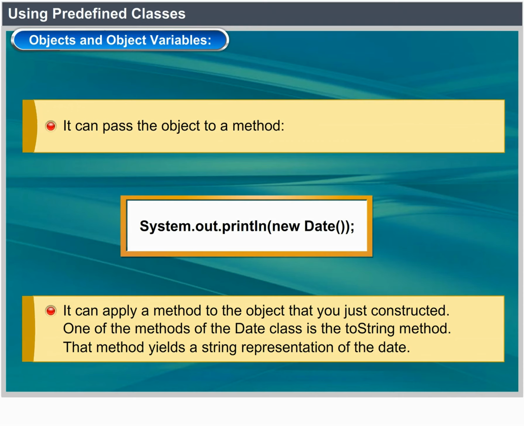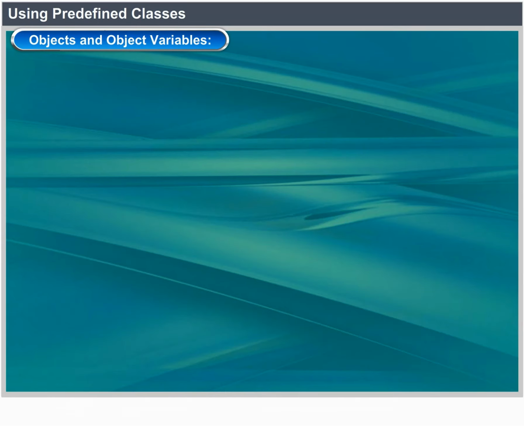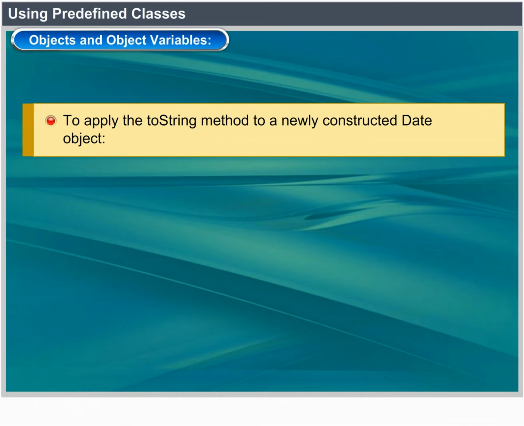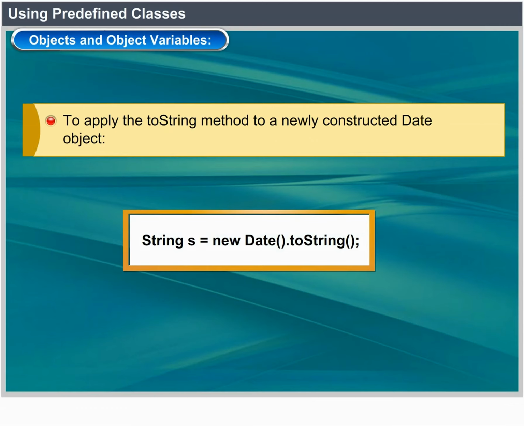One of the methods of the Date class is the toString method. That method yields a string representation of the date. To apply the toString method to a newly constructed Date object: String s = new Date().toString().